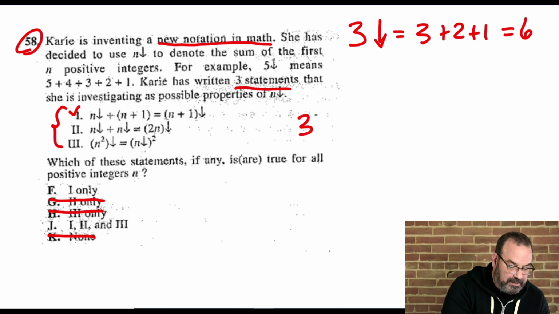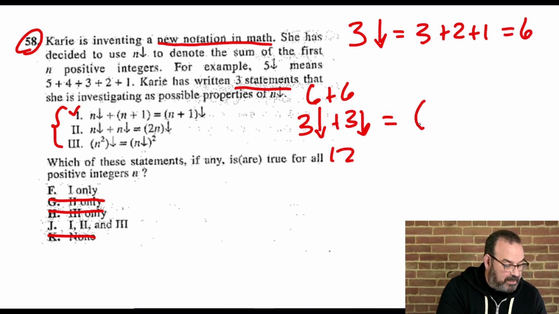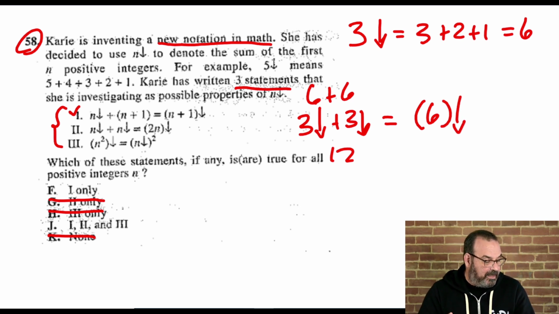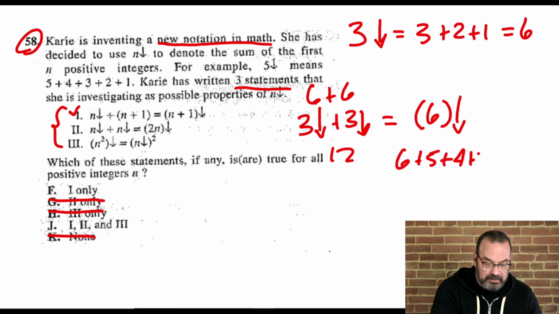So 3 down arrow plus 3 down arrow is 6 plus 6, which equals 12. Is that equal to 2 times n, which would be 6 down arrow? Well, all we have to determine is if 2 is right or wrong, because if 2 is wrong, 3 is absolutely wrong. So this is 6 plus 5 plus 4 plus 3 plus 2 plus 1.